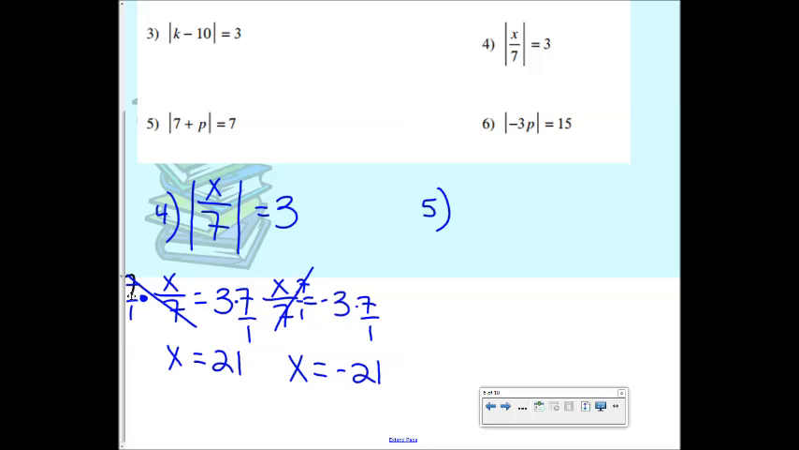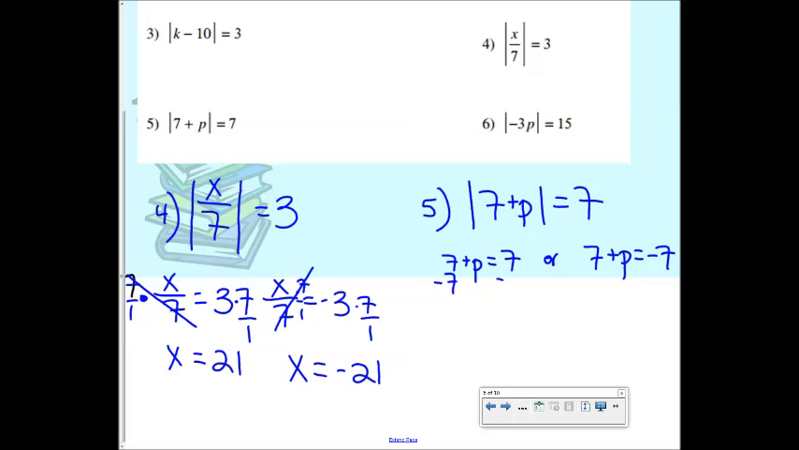For number 5, we had the absolute value of 7 plus p equals 7. So my two equations are going to be what? 7 plus p equals positive 7, or 7 plus p equals negative 7. Now to isolate this p, I want to get rid of this positive 7 here, so I'm going to do minus 7, and that gives me p equals 0. Or I'm going to do minus 7, and that gives me p equals negative 14.